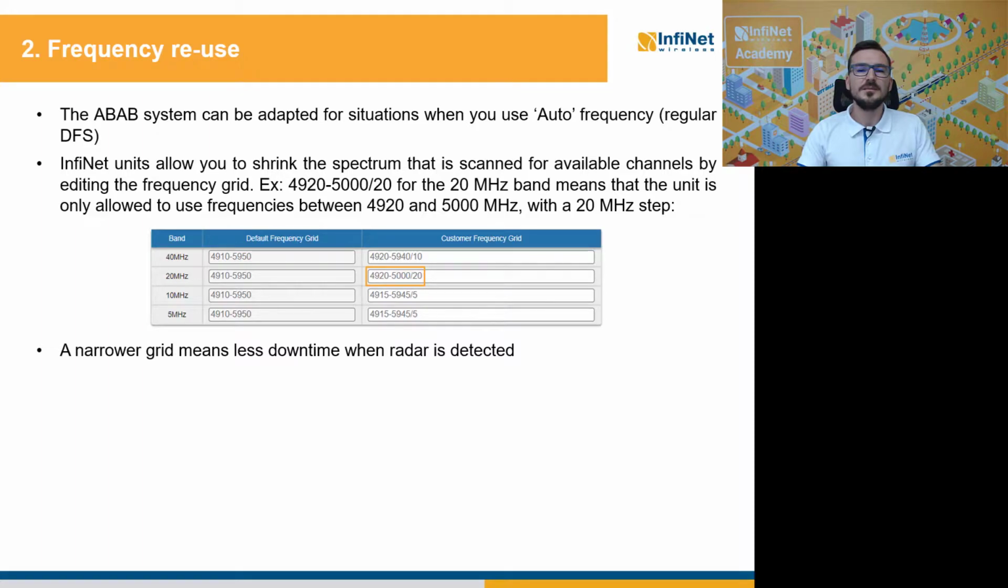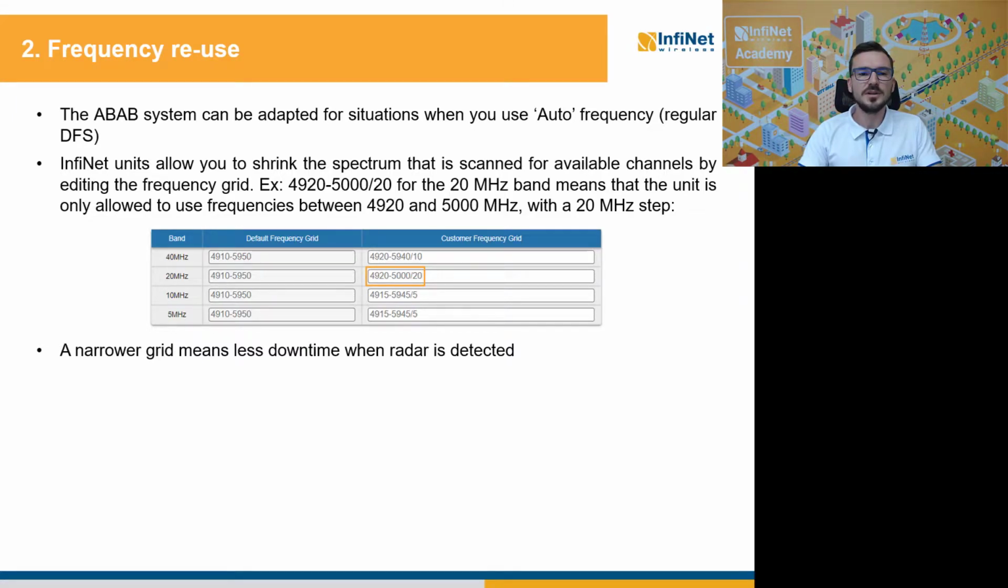The ABAB system can also be adapted for situations when you use automatic frequency allocation or the regular DFS. Infinet units allow you to shrink the spectrum that is scanned for available channels by editing the frequency grid. In the example that you can see in the picture, for the 20 MHz band, the unit is only allowed to use frequencies between 4920 and 5000 MHz with a 20 MHz step.